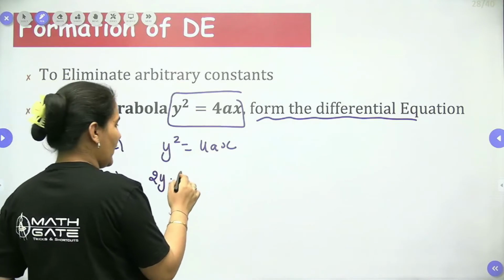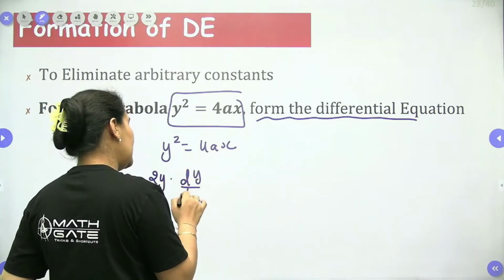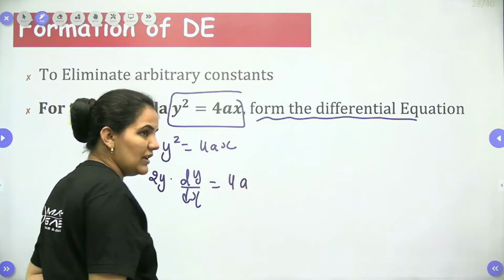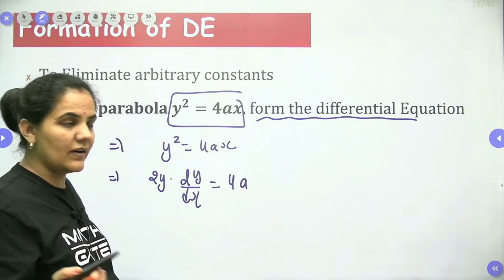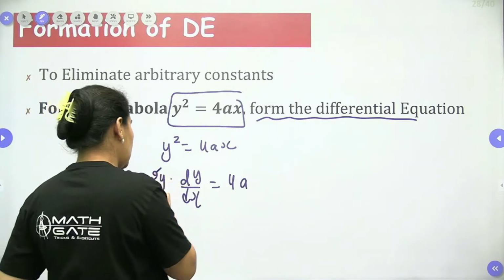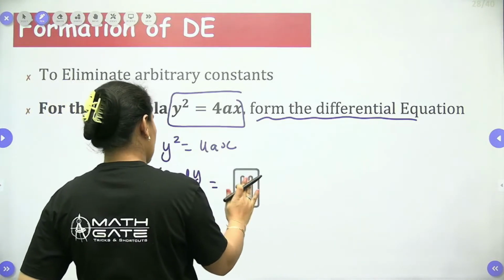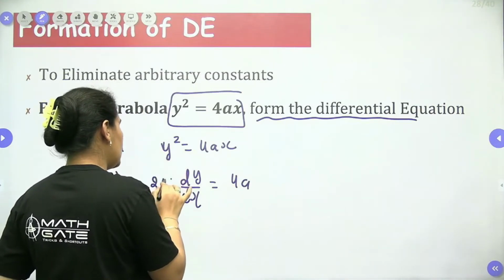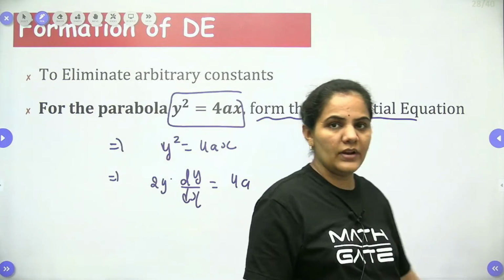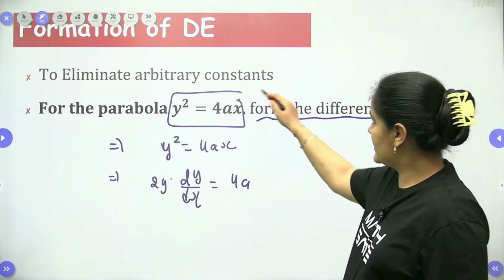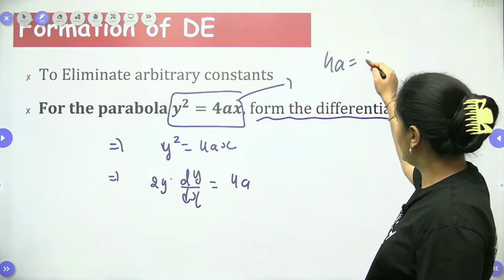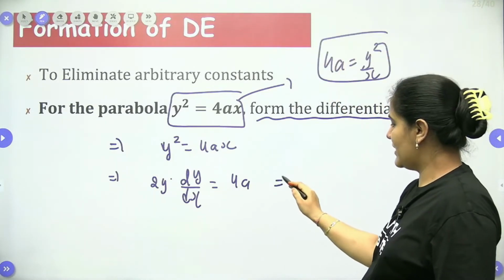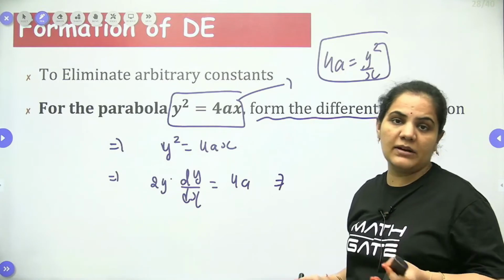The differentiation of y square will be 2y into dy by dx. The differentiation of 4ax will be 4a only, because the differentiation of x is 1, and 4a is nothing but an arbitrary constant. So it will be 2y dy by dx equals 4a. We have the value of 4a from the question: the value of 4a is equal to y square by x. So you can put that at the place of 4a.